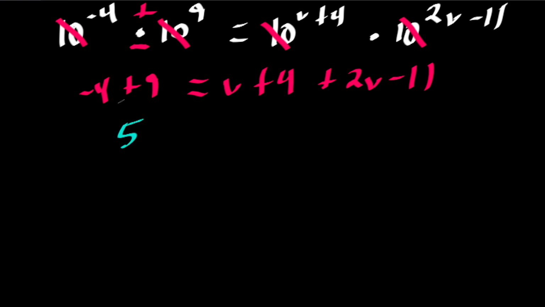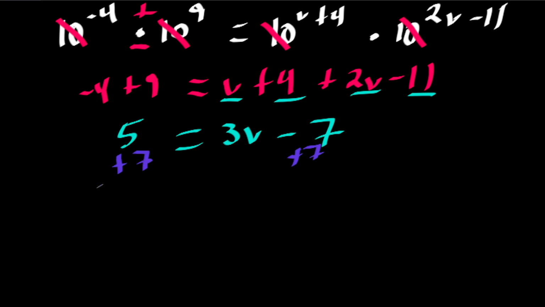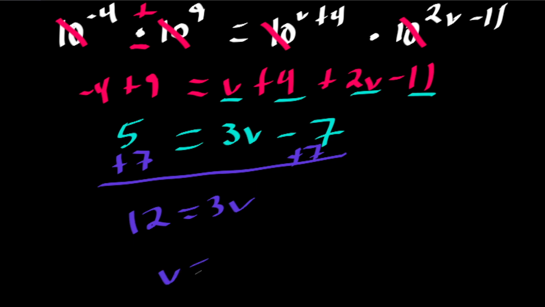So negative 4 plus 9 is 5. Let's combine our like terms. A v and a 2v can add, that's 3v, not 2v. My bad. All right, 3v. And then a 4 minus 11 would be negative 7. All right, so 5 equals 3v minus 7, and now we can just solve this. This is just a two-step equation. So let's add 7. 12 equals 3v, so v is going to equal 4 when we divide by 3 on both sides.